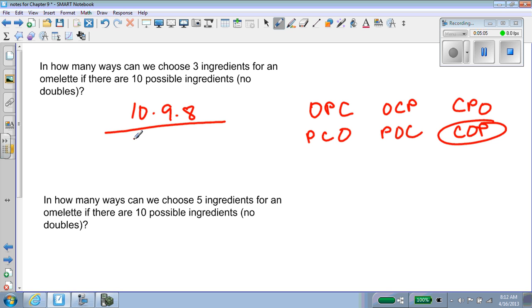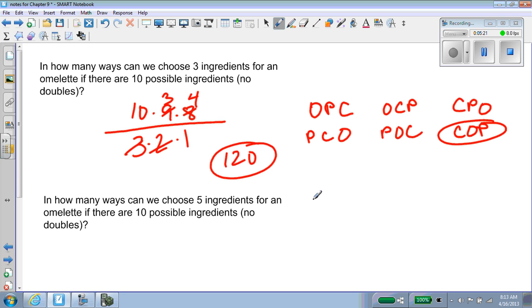That's probably the same omelet. So we're going to divide by 3, 2, 1. Any one of the three could have been thrown in first. Let's see, that's 3 and that's 4. So that's 120 ways.